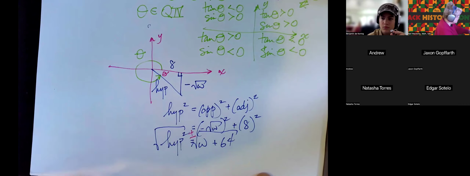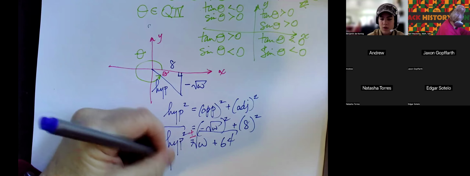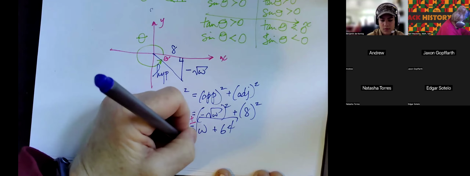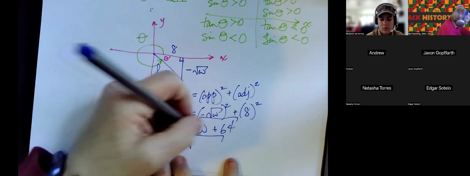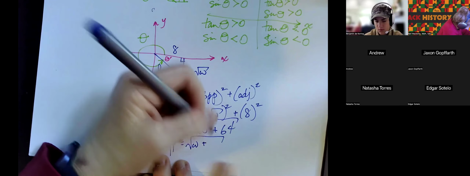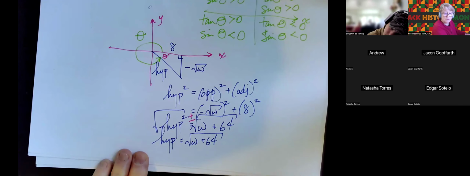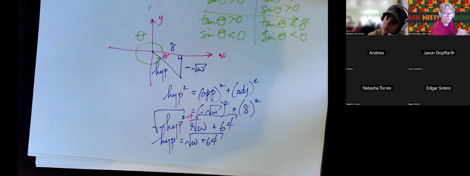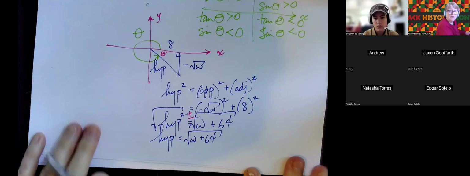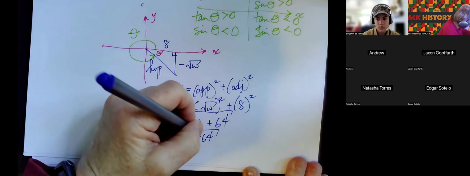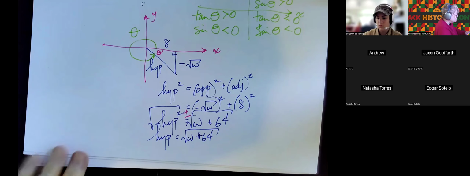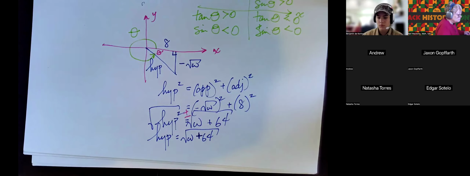But we know that hypotenuse is always positive. Good. So the hypotenuse will be the square root of w plus 64. For this question, we are not going to rationalize these answers because it's not too complex for us, but it would take extra time. And in this case, Alex will not require it.